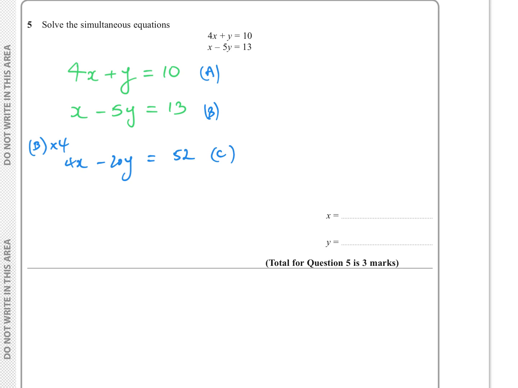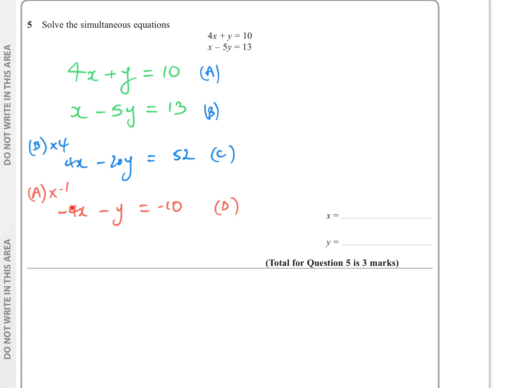And then I can notice here that I've got a 4x here and a 4x here. So I'm going to do what I normally do with simultaneous equations, and that is times both sides of one of them by -1. And I think I'll choose the top one here. So I'm going to do A times -1. So it's going to become minus 4x minus y is minus 10, and call that equation D.